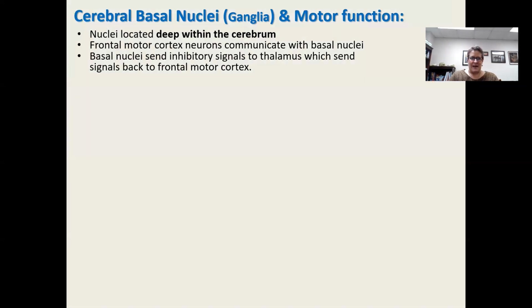So let's go on to the next slide. So motor effects of these nuclei.